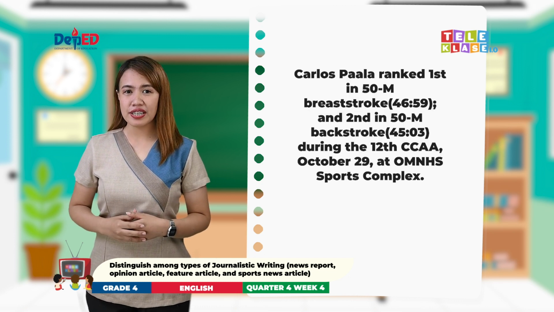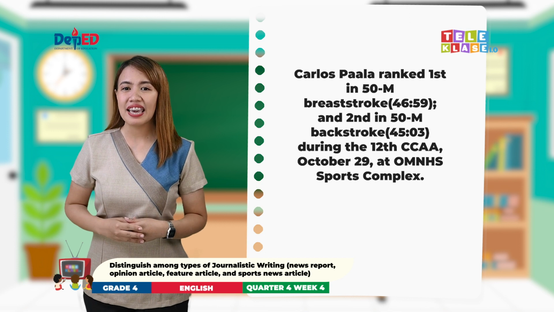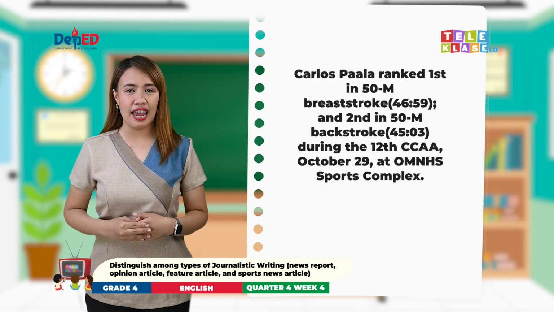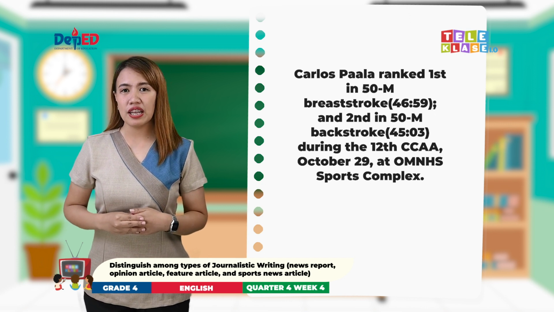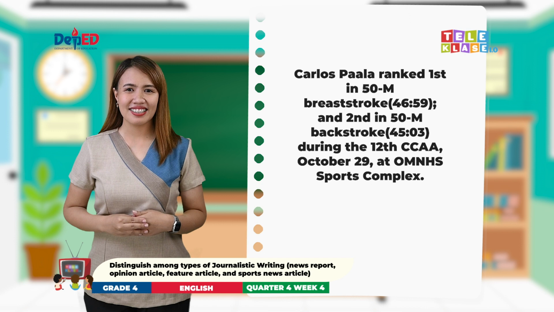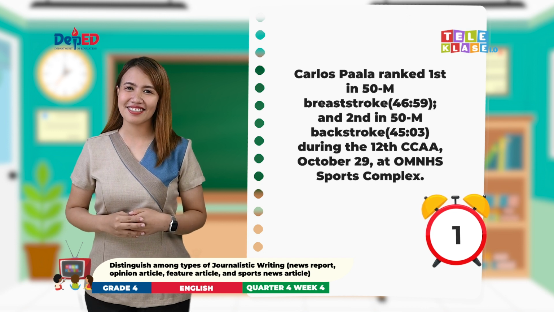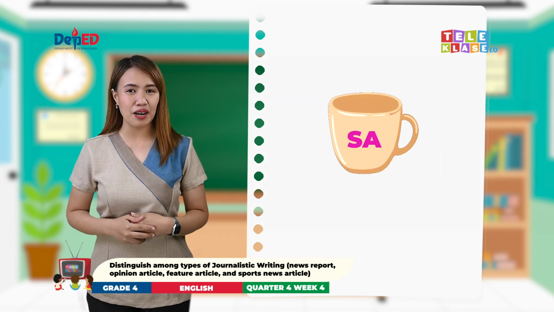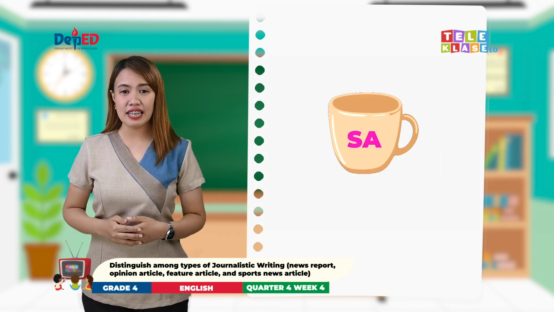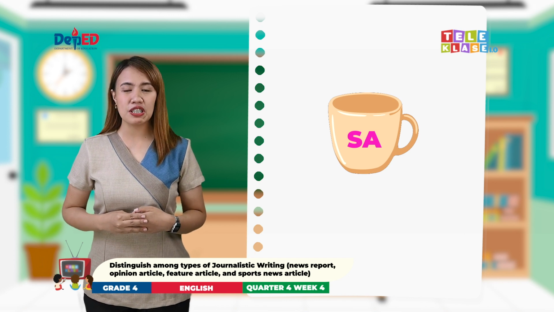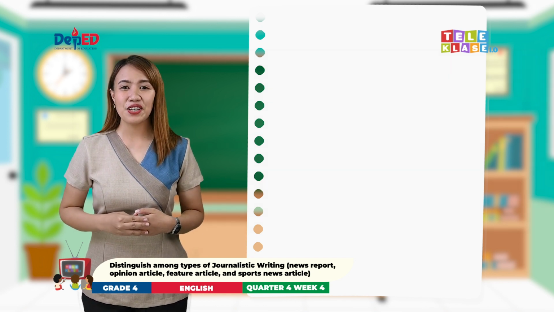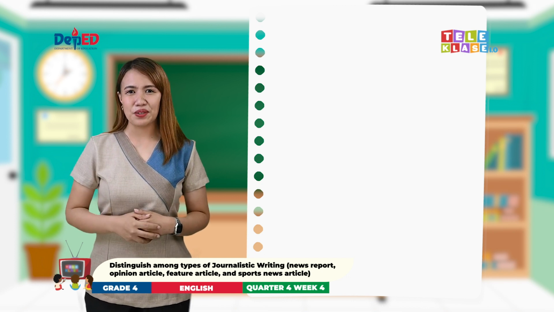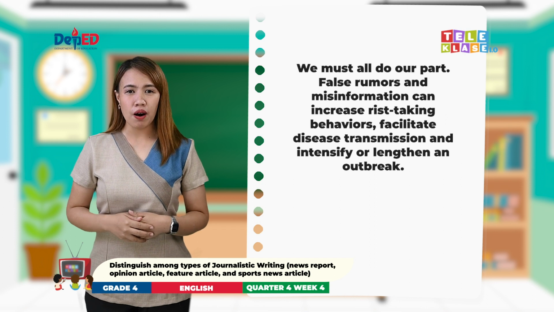Carlos Paala ranked first in 50-meter breaststroke and second in 50-meter backstroke during the 12th CCAA October 29 at OMNHS Sports Complex. Obviously, the right answer is SA Cup. The sample states details or results in a swimming competition. Are you enjoying the activity? Good! So let's continue.